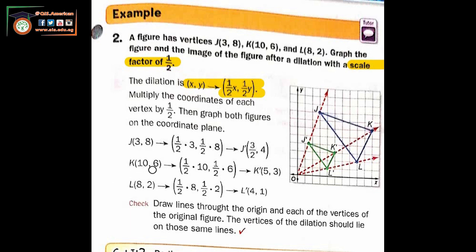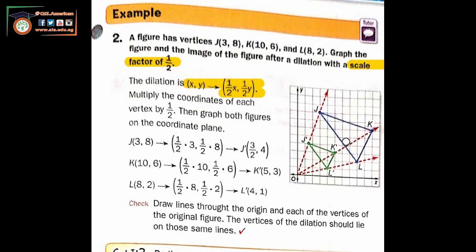K is 10 and 6, so I need to find K dash. Half multiplied by the first one, which is x, so half multiplied by 10. What is half of 10? It's 5. So K dash is 5 and 6 divided by 2, half multiplied by 6, which is 3. L dash: half multiplied by 8, what is half of 8? It's 4. And 2 multiplied by half is 1.